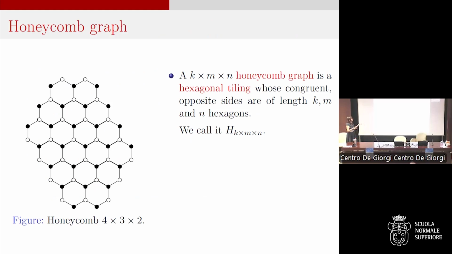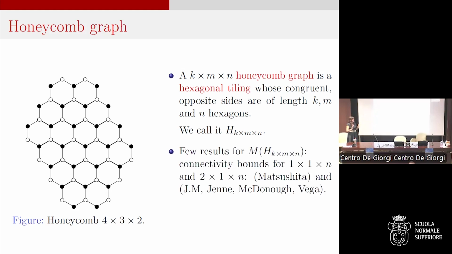And we should have some notion of how to define honeycomb graphs. I have these honeycombs, and I want to look at those that have these hexagonal edges. This is like a 2 by 4 by 3 honeycomb. Okay? I don't put a precise definition. I think it's okay, just to see the idea. And we don't know much about their matching complex. We have just some connectivity bounds.